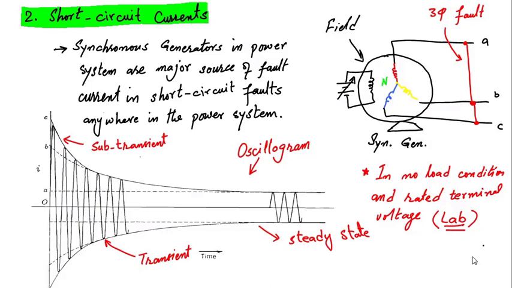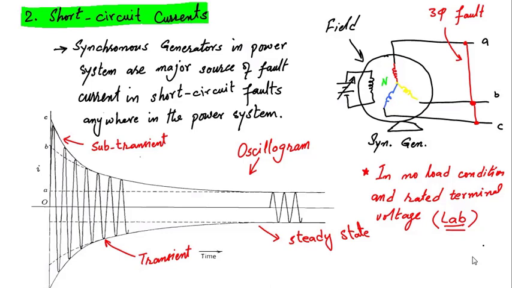Then after the passage of many cycles, that could be 50 cycles, 1 second or more depending upon different machines, it will attain a steady state condition. In steady state condition there is no further reduction in current magnitude. The first current is known as sub-transient current that exists in the sub-transient period. The second is known as transient current that exists in the transient period, and the last current is known as steady state current, where current does not further decay and becomes steady.